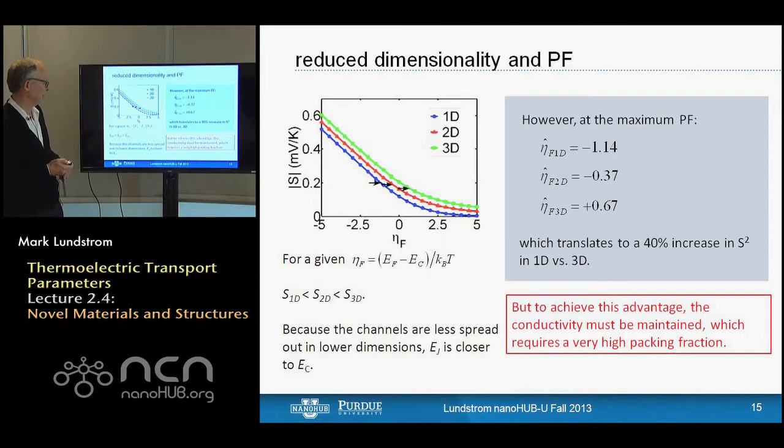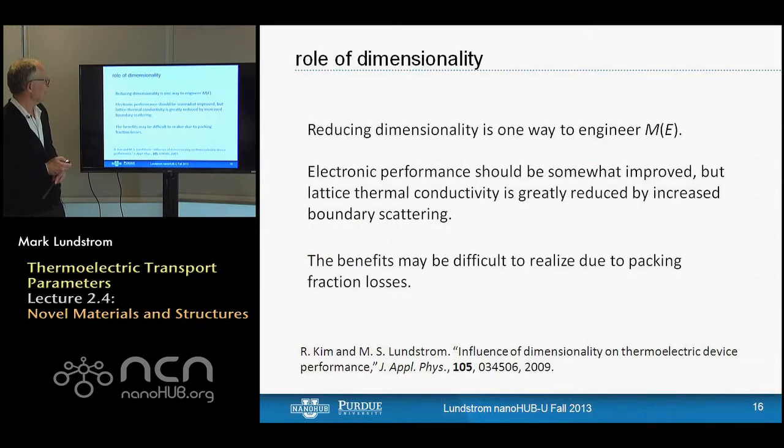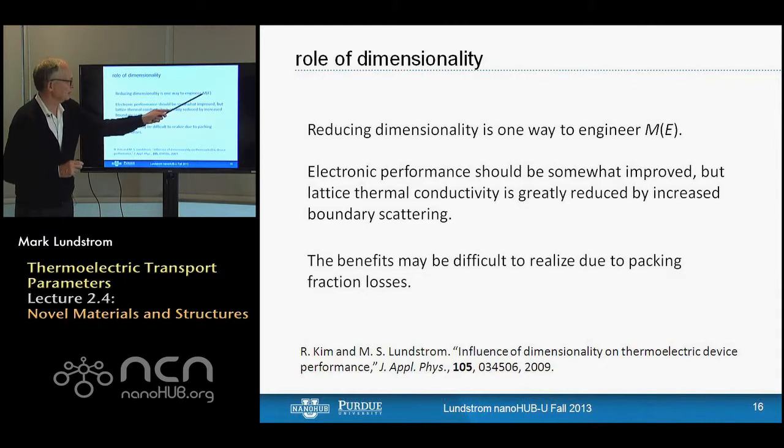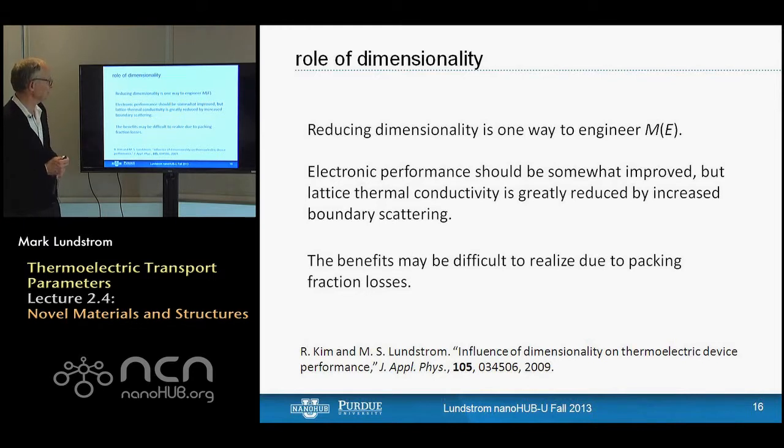nanowires. One of the things the nanowires do, though, is that their roughness increases phonon scattering a lot and significantly reduces the lattice thermal conductivity, and that's very beneficial. So, reducing dimensionality is just a way to engineer the number of channels versus energy. There are other ways to do that: alloys, strain, different materials. The electronic performance should be improved a little bit. The lattice thermal conductivity is greatly reduced by this boundary scattering.